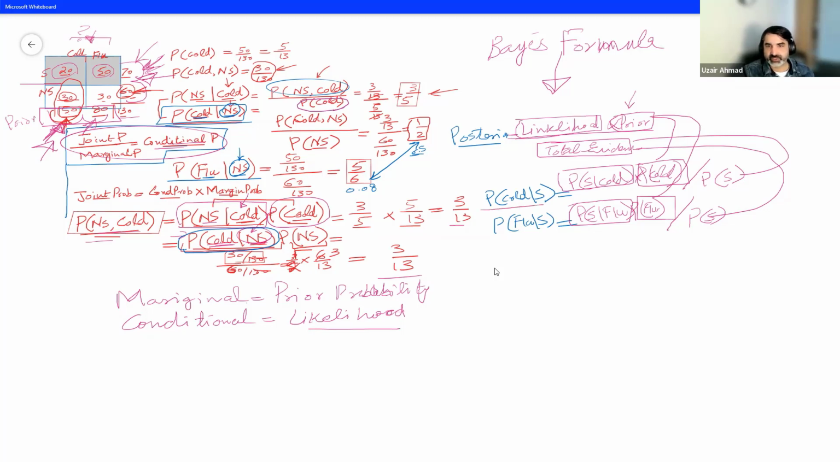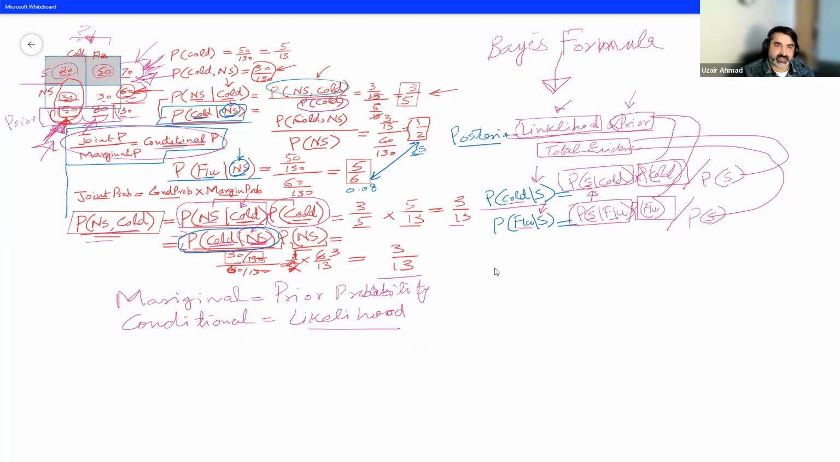So our question is whether, given the symptom, person is sneezing, what is the probability that the person has cold or person has flu? We will solve it by calculating the conditional that the person has cold. Given the person has cold, what's the probability person is sneezing? And given the person has flu, what is the probability person is sneezing? These are likelihood probabilities. Likelihood is conditional probability. Prior is our marginal probability.